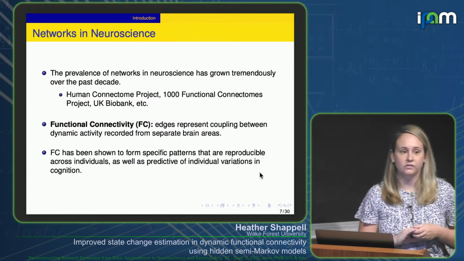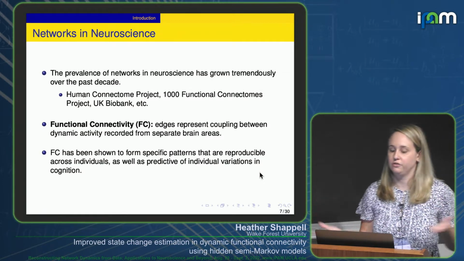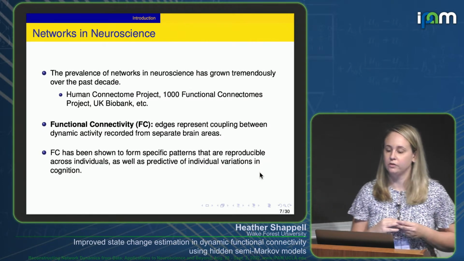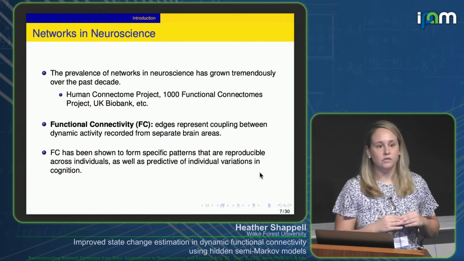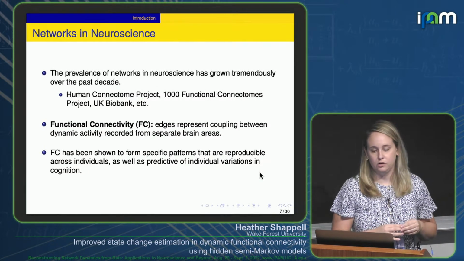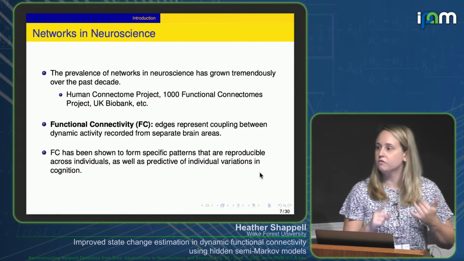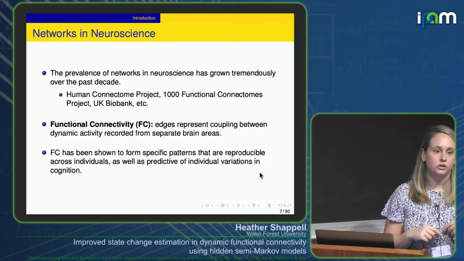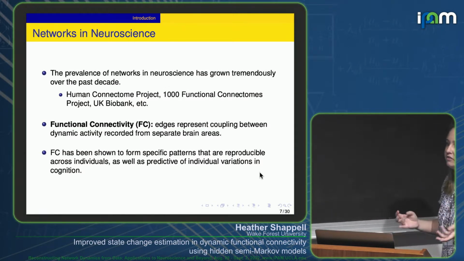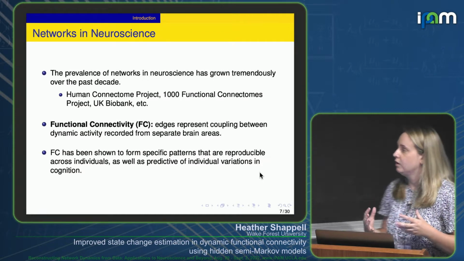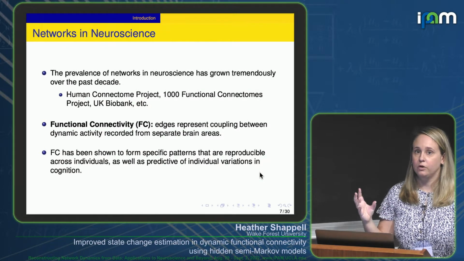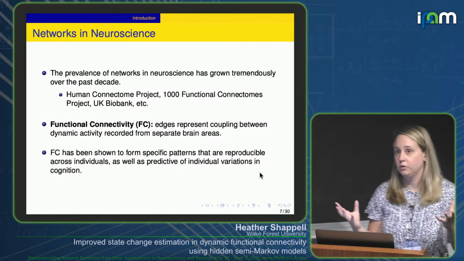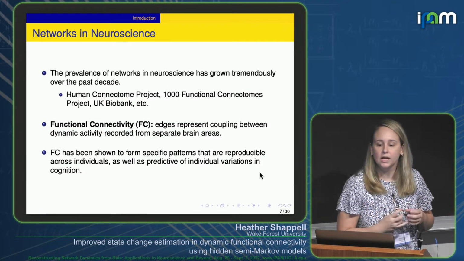Really the prevalence, as you know, because you're sitting here, the prevalence of networks in neuroscience has grown tremendously over the past decade. And this is evidenced by big projects such as the Human Connectome Project, the 1000 Functional Connectomes Project, UK Biobank, where they're collecting these massive amounts of brain data and really getting to the point where we're doing a pretty good job of mapping the human brain.